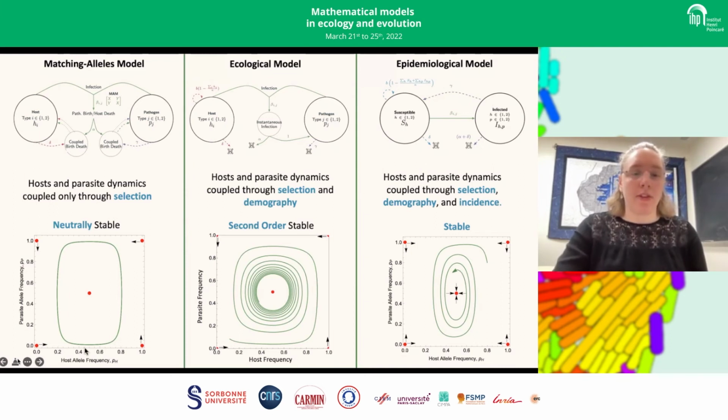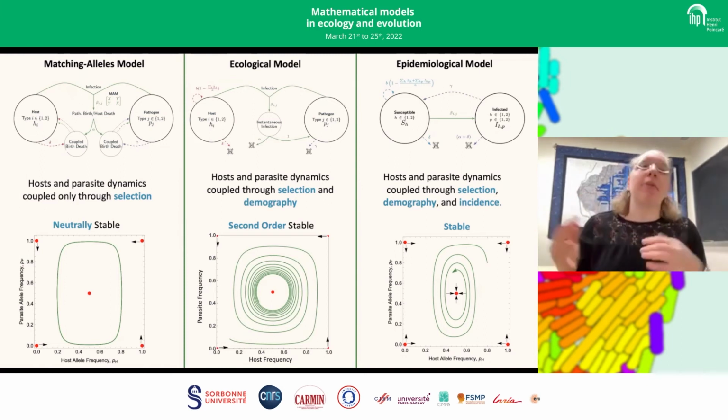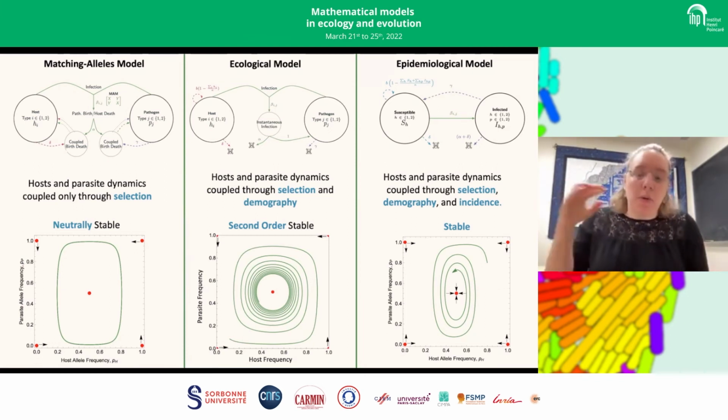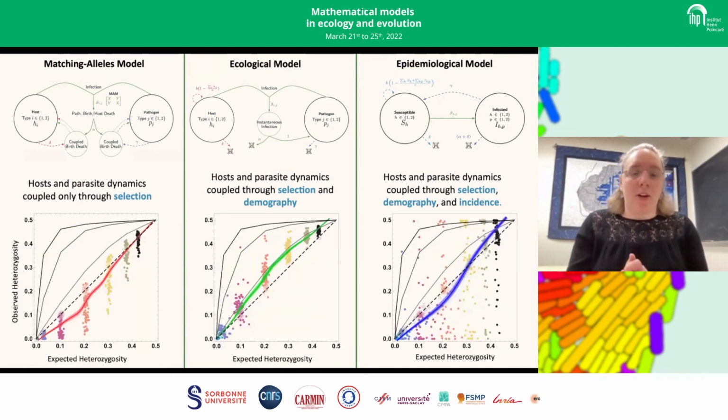Okay, so in the first case, we saw neutrally stable cycles, then second order cycles, and linearly stable cycles. So the more coupling we have between the host and the parasite, the more stable this internal equilibrium becomes. And this plays out on a larger scale when we look at the maintenance of genetic diversity, where with only neutrally stable cycles, you don't maintain genetic variation. In fact, you deplete genetic variation. In the middle case, you maintain small amounts of genetic variation. And in the last case, it's super variable, but in some parts of parameter space, you can actually maintain substantial amounts of genetic variation.